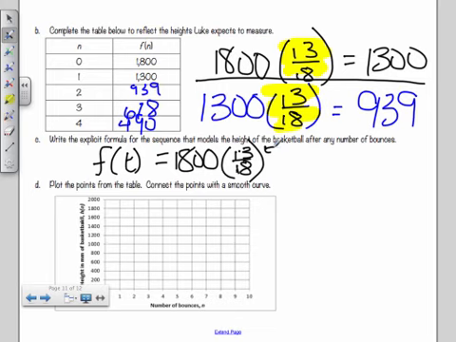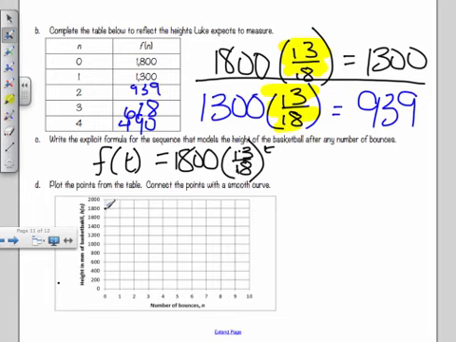Question D asks you to plot the points from the table, so we'll go ahead and do that. I'm going to put a dot right at 1800. Excuse me, it started at 1800; it was not after the first bounce. After the first bounce, it was at 1300. After the second bounce, it was at 939. After the third bounce, it was at 678. After the fourth bounce, it was at 490.